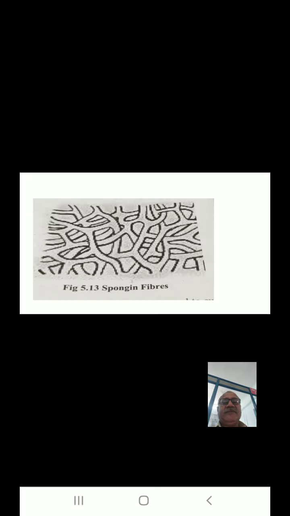In the class Demospongiae, spongin fibers occur in various forms. It may occur as a cement connecting together siliceous spicules. It may be found in the form of branching fibers in which siliceous spicules are embedded. This is the diagram of spongin fibers.